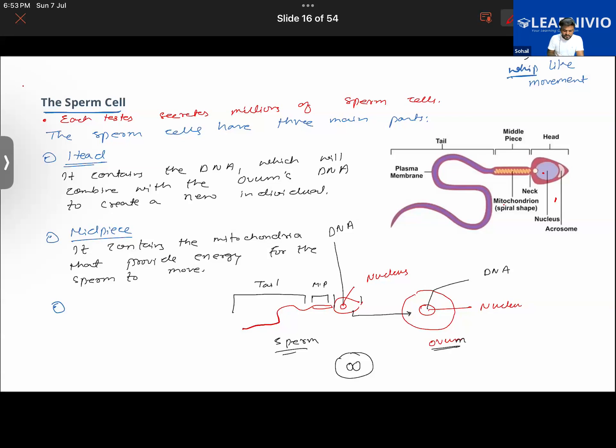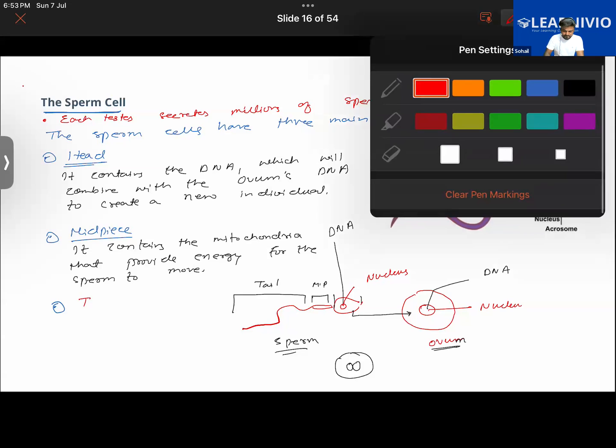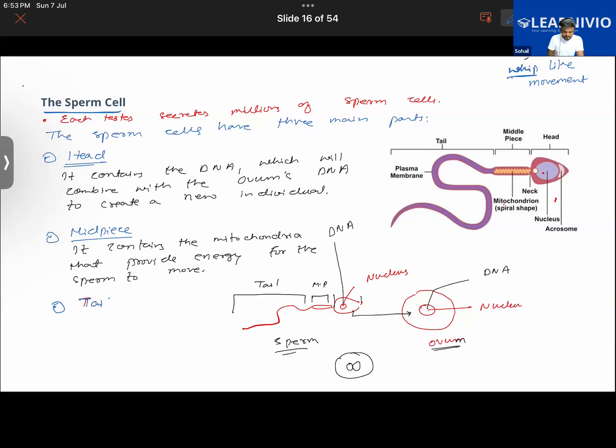Okay. So talking about the tail: the tail propels the sperm. Propel here means pushes, kind of; you can understand it in that manner. I'm writing it over here: propel means push forward.